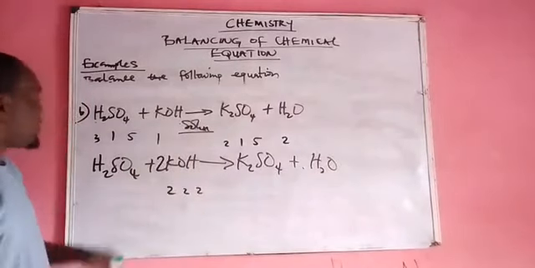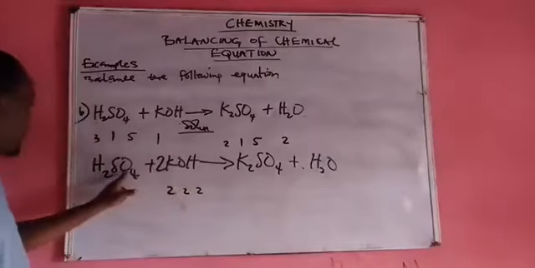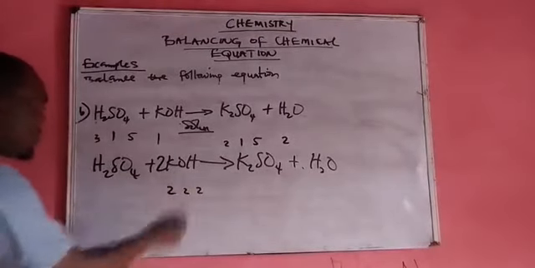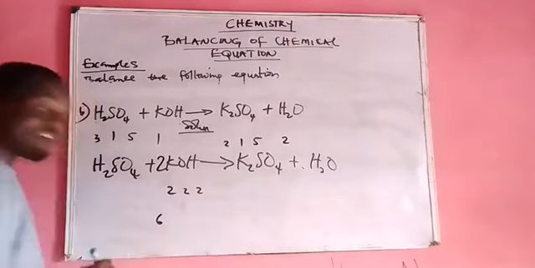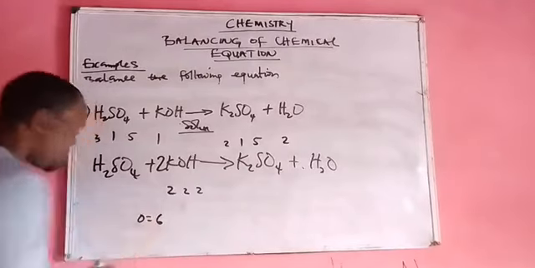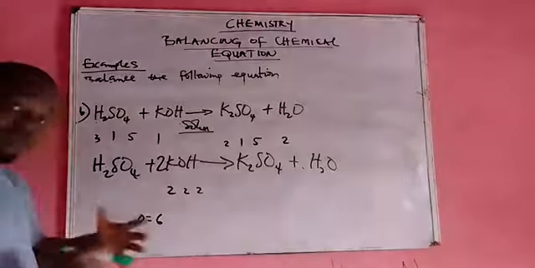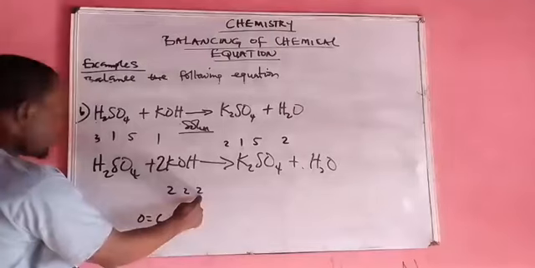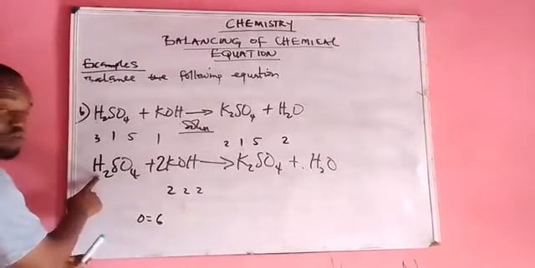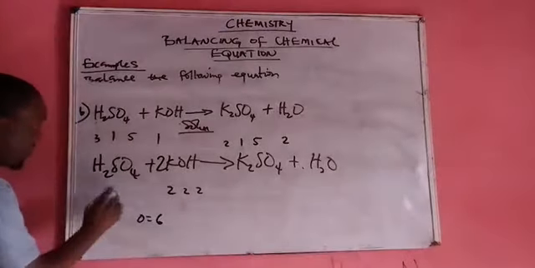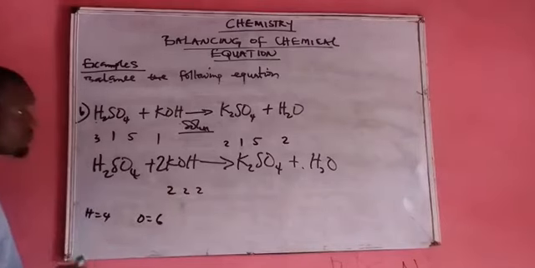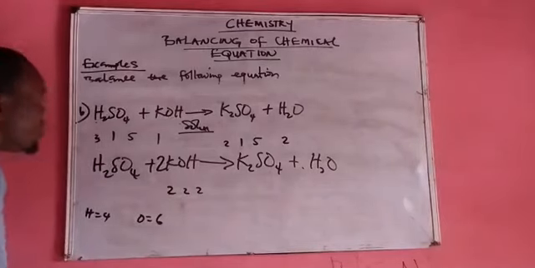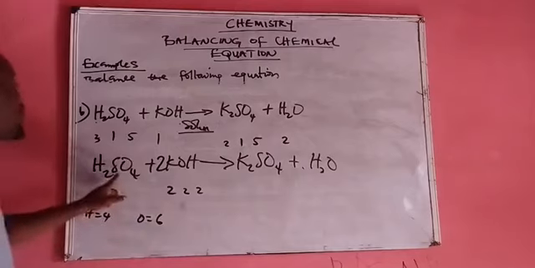Now look, oxygen here is 4. 4 plus this, so automatically oxygen has become what? 6. Oxygen has become 6. Just follow me and let's balance it together. So hydrogen here is now 2. Remember, hydrogen here was 2 before, so hydrogen has become, that's 2 plus 2, hydrogen has become 4. Good. Now let's continue. Now sulfur remains.